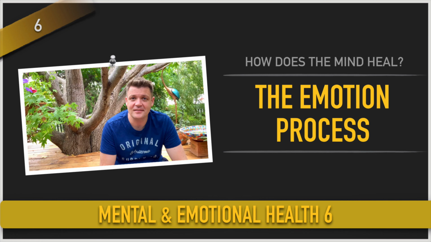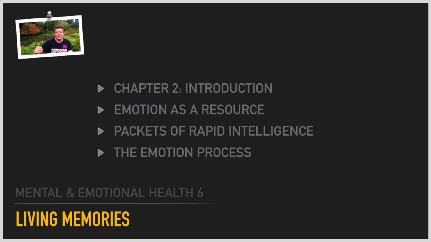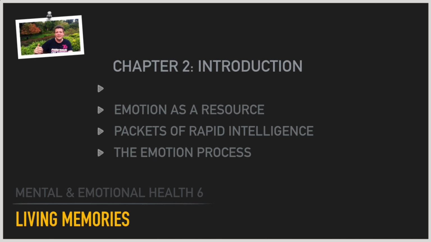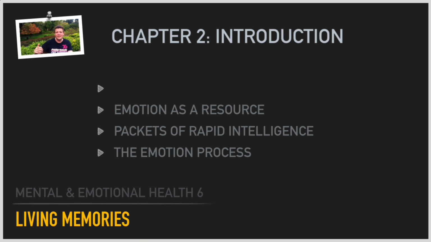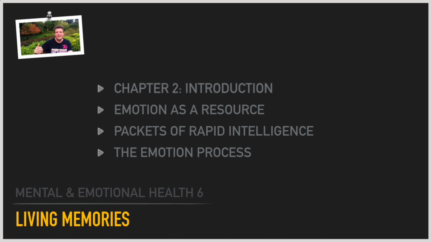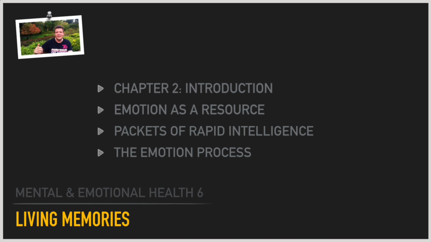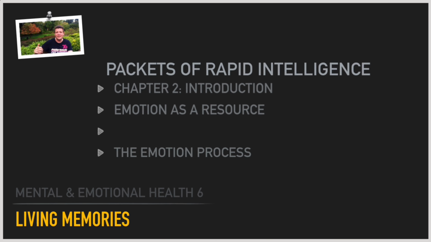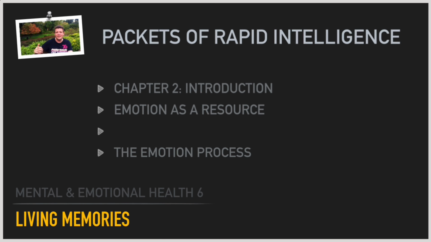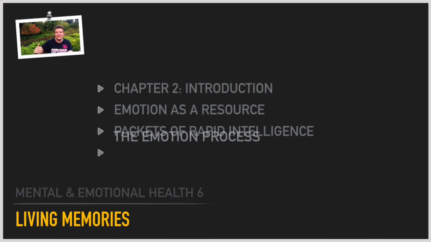Welcome to Mental and Emotional Health 6, the emotion process, which is the beginning of Chapter 2, How Does the Mind Heal? We'll begin today's video with a brief introduction to Chapter 2, where we'll identify 3 inner processes which enable the mind to heal. Then, after the introduction, we'll begin Chapter 2 by looking at how emotion becomes encoded in the brain as a resource. Then we'll see that emotions are like packets of rapid intelligence. And finally, we'll explore what I call the emotion process.